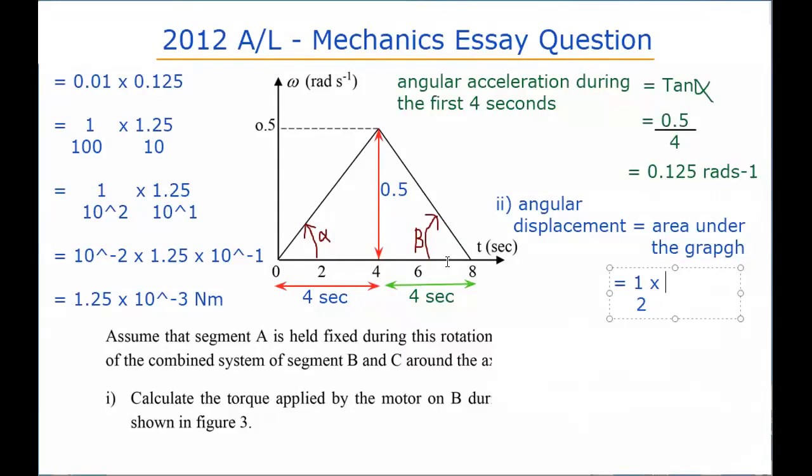So what is the total base there? If you consider the entire triangle, the base is how many? 8. Perpendicular height for the entire graph, what is it? This one, 0.5. 8 means this, 0 to 8, 8 seconds. Perpendicular height 0.5. So 8 divided by 2, here 4 into 0.5. So what is 4 into 0.5? That is 2.0. Unit is radian. Angular displacement has the unit of radian.